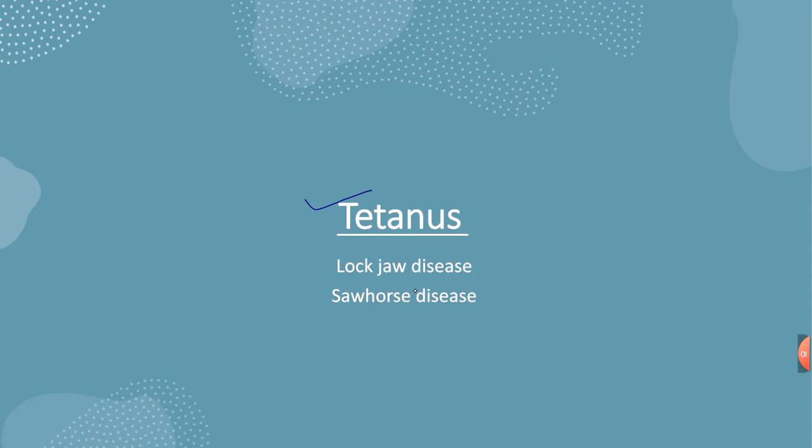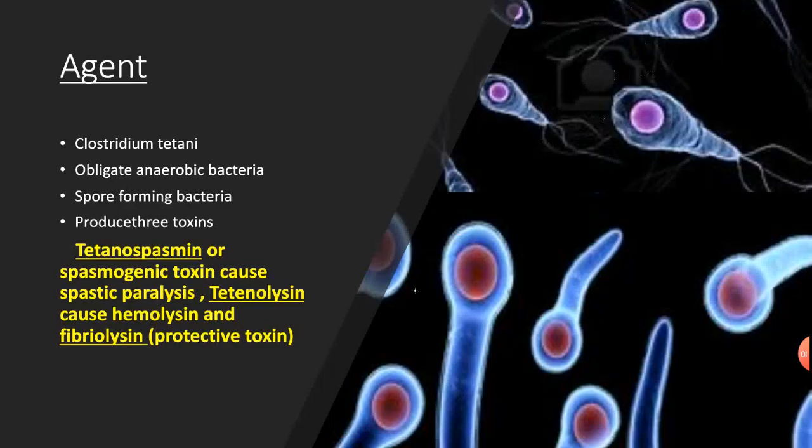First of all, tetanus is known by other names as well, right? The other names are lockjaw disease and sawhorse disease. Its agent is Clostridium tetani. Clostridium tetani are gram positive bacteria, and they are obligate aerobic bacteria. They can only survive in the presence of oxygen.